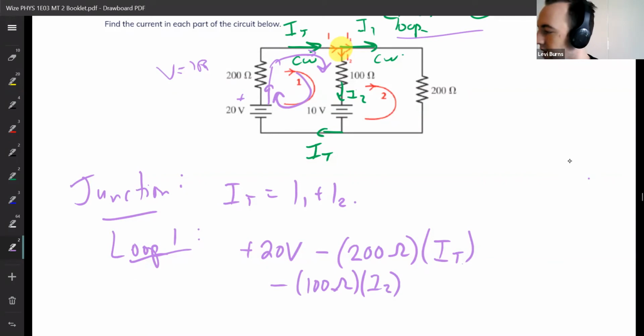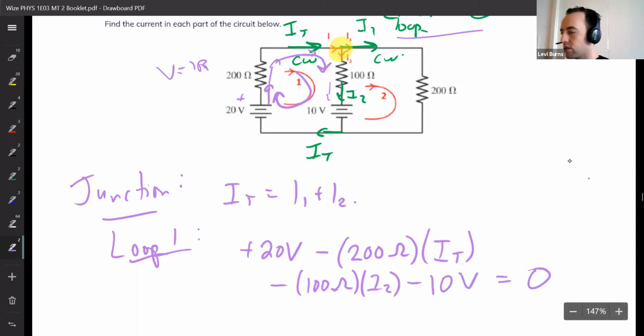Now this part's interesting. Now we're going to come into this battery, but we're actually going backwards through the battery. We're actually going into the positive side. Like here I said, we're following the positive charge out. Now what we're actually doing is we're going against the preferred direction of the battery. So if we go through the battery backwards, it's actually a potential drop, not a potential gain. And so I'm going to put minus 10 volts.